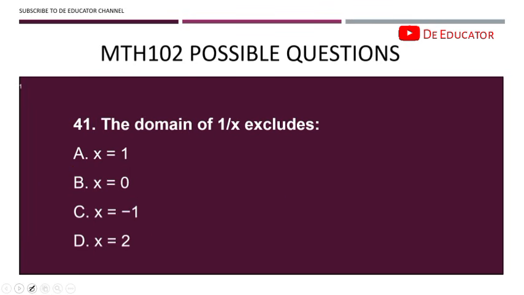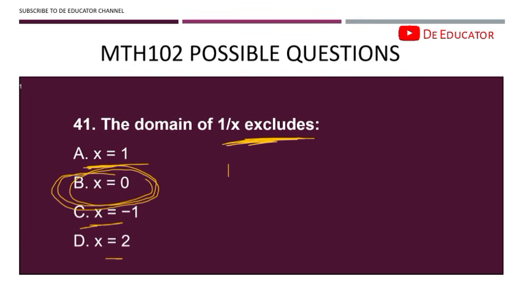Next question, the domain of 1 over x excludes. Sorry, the question says exclude. That means which of these will not exist? We can have 1 over 1. We can have 1 over minus 1. We can have 1 over 2. But there's nothing like 1 over 0. So the correct answer is B. We will not see a domain as 1 over 0. There's nothing like this mathematically, right?